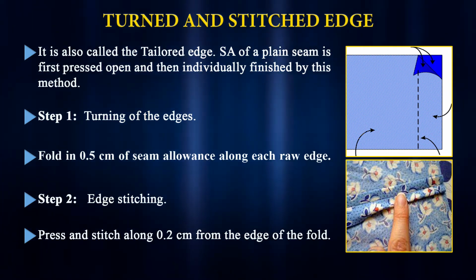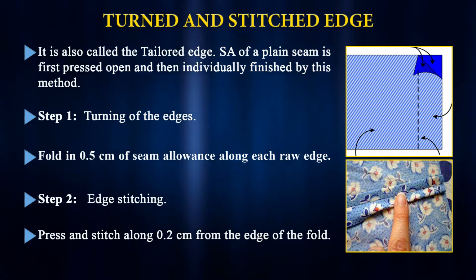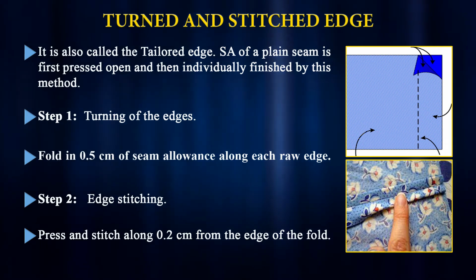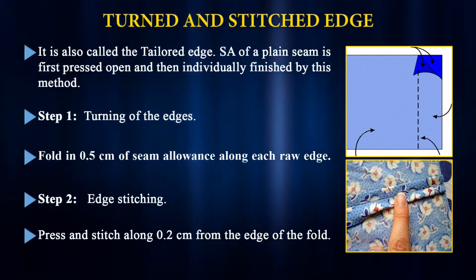Like if we have 0.5 centimeter of seam allowance left on the edges, we stitch 0.2 centimeter from the edge, we fold and we do the stitching of that particular edge. This is called the turn and stitch edges. So you can see in the picture how turn and stitch edges is done.